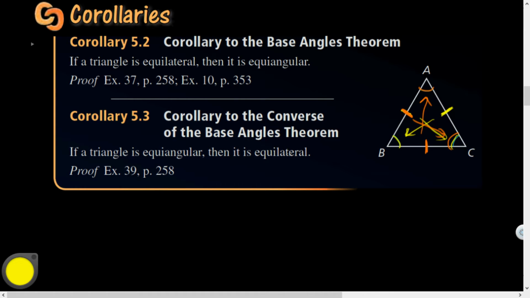And then it turns out the corollary to the converse of the base angles theorem also applies. So that's the CCBAT. No.